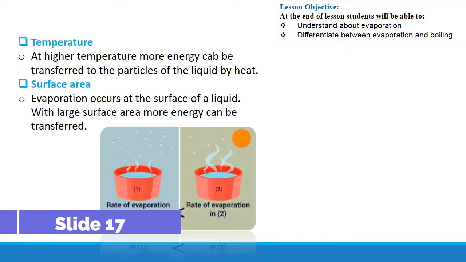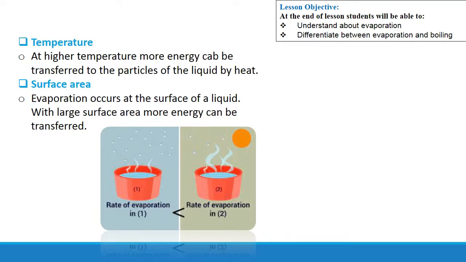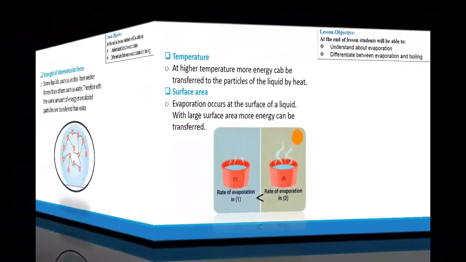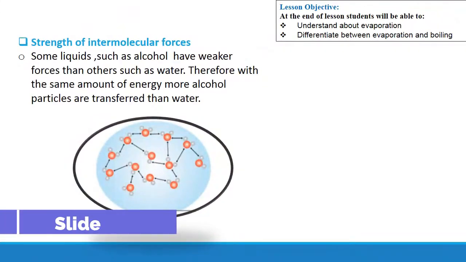At a high temperature, more energy can be transferred to the particles of the liquid by heat. In the case of surface area, evaporation occurs at the surface of a liquid. With a large surface area, more energy can be transferred. So these are the factors that affect evaporation. Moving on to slide number 18, strength of intermolecular forces.